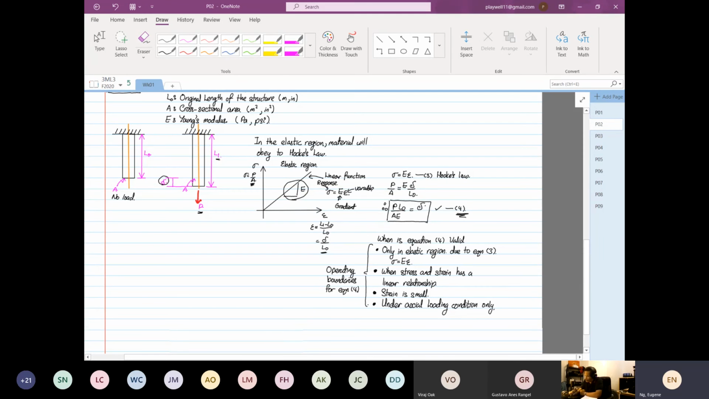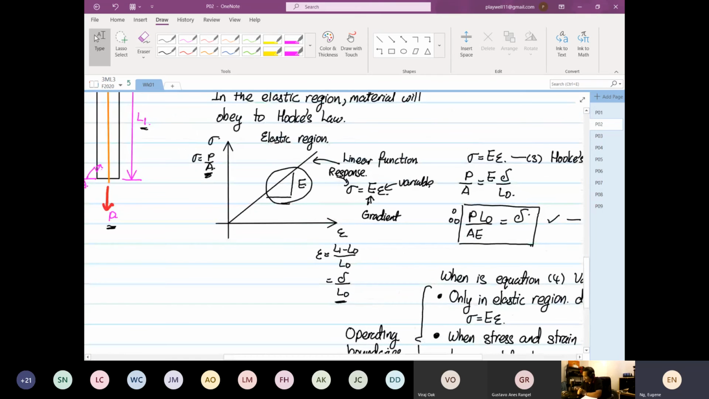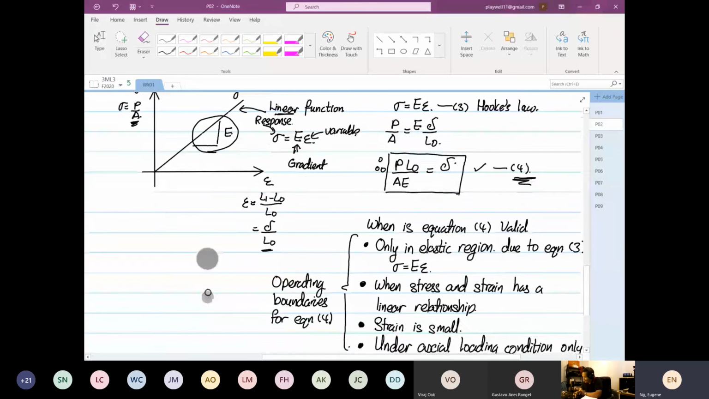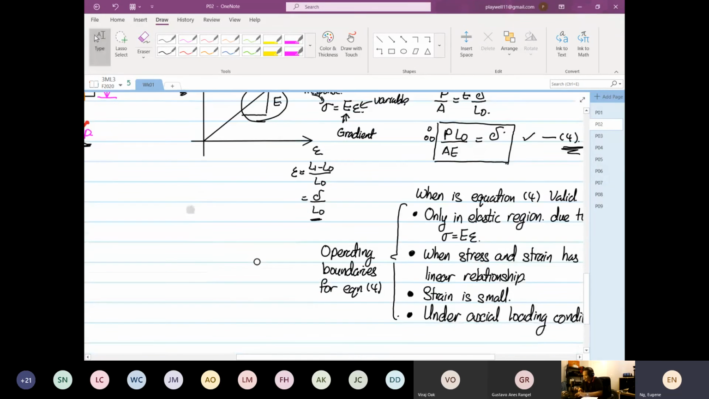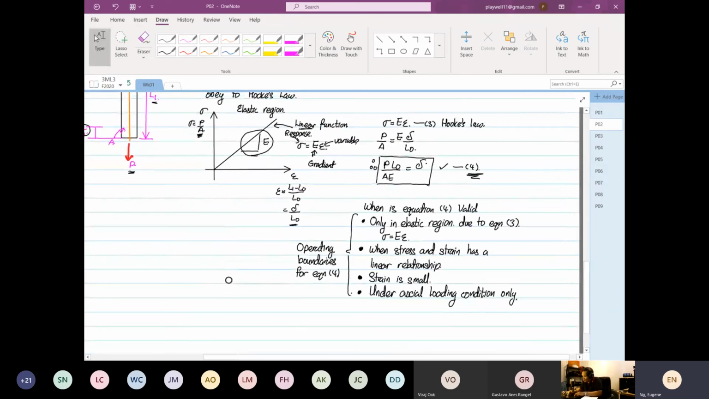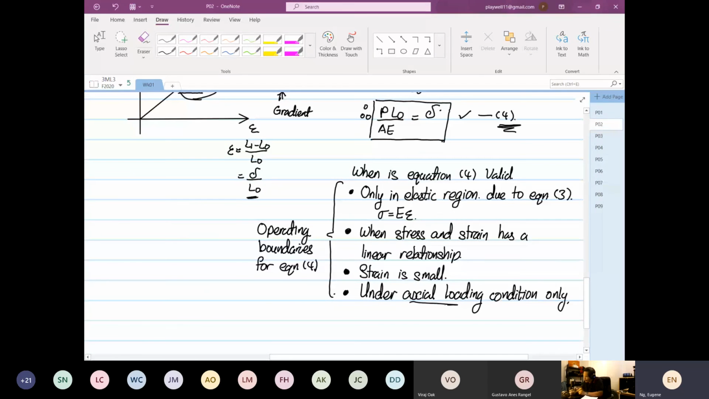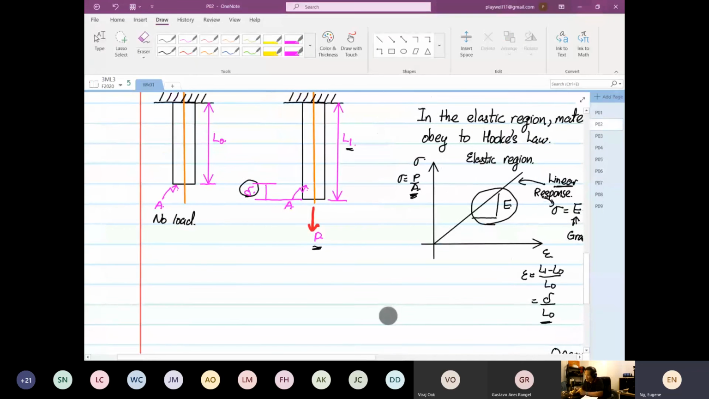How do we derive it? We draw a stress strain curve, right? And we say that it's in the elastic region. And we draw this line and realize that this is a linear function. Yes or no? We drew all this, right? This is a linear function. The strain is small, that's obvious. It's because in the elastic region, strains are relatively small and only under axial loading. And this is only under axial loading because when we draw this diagram, it is only under what?